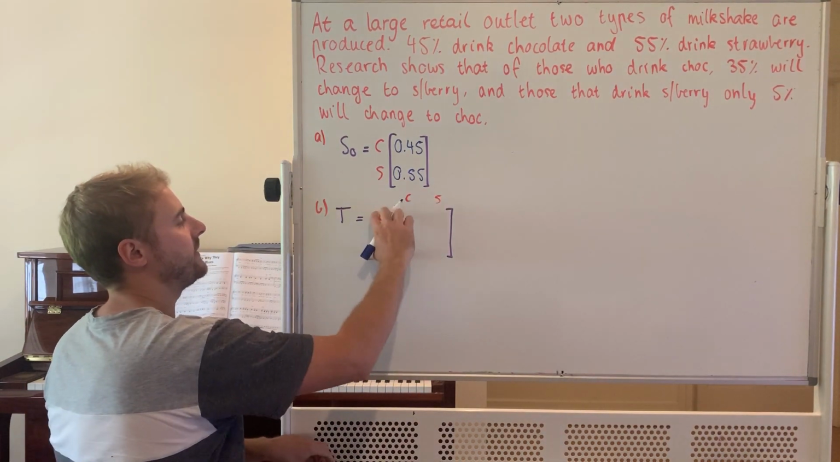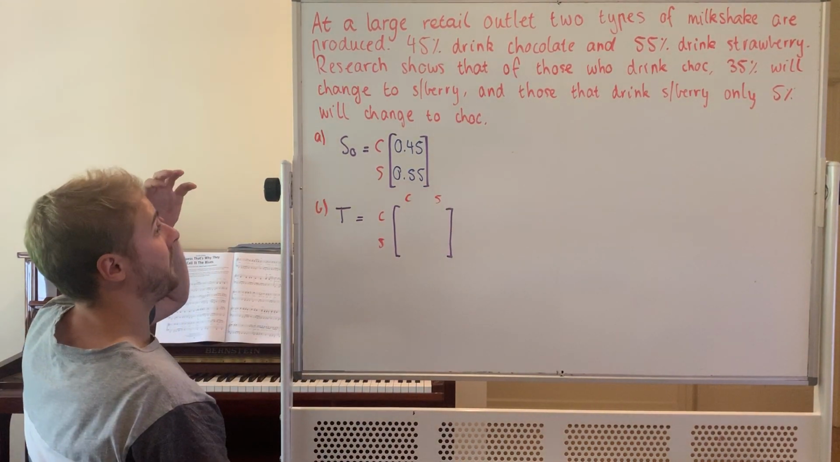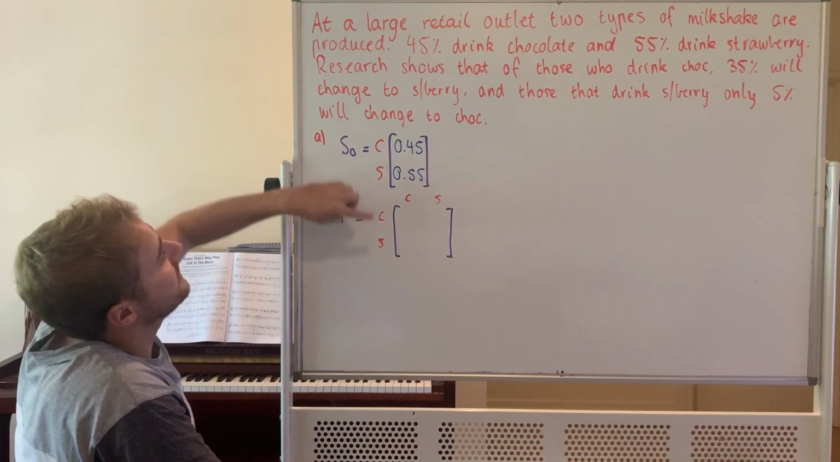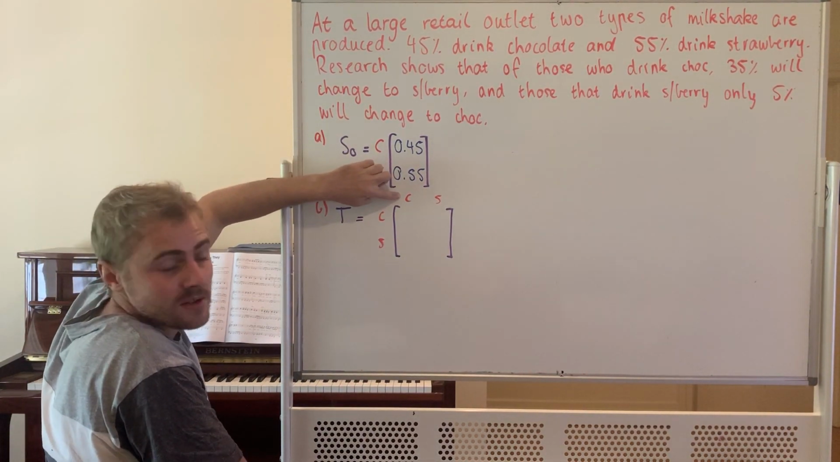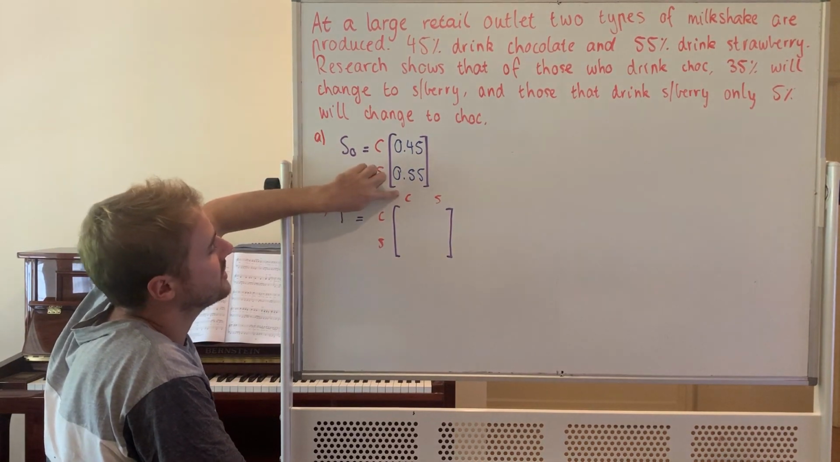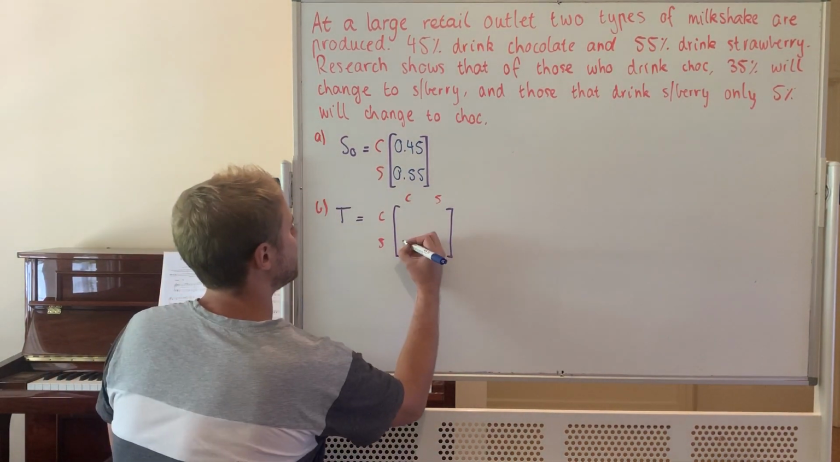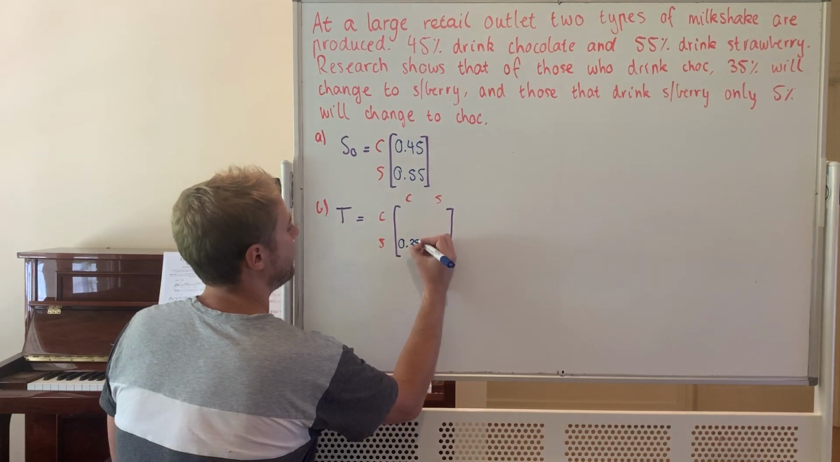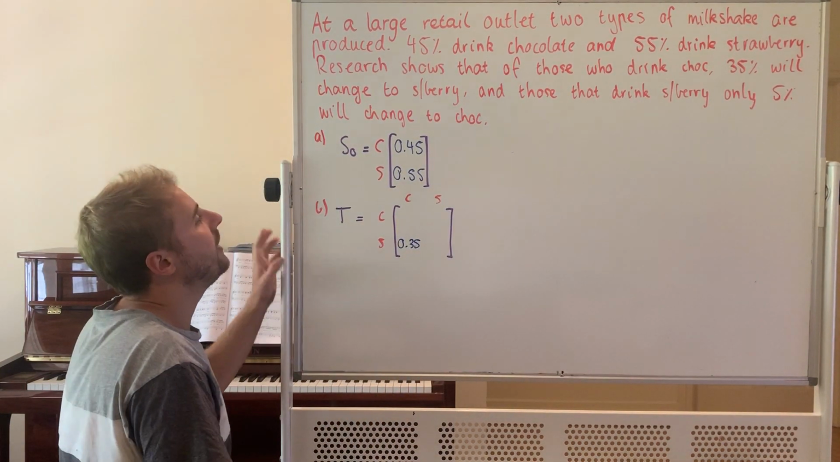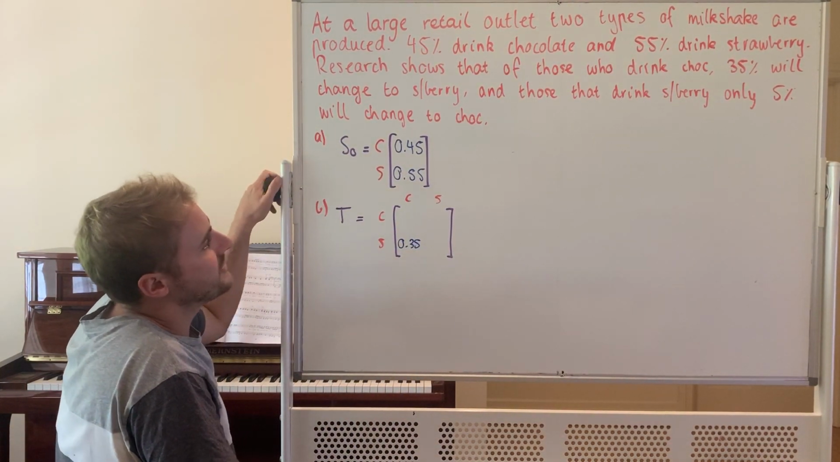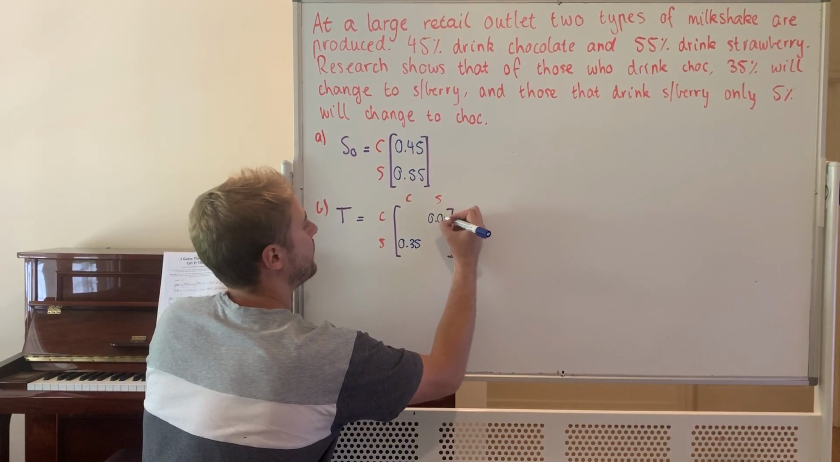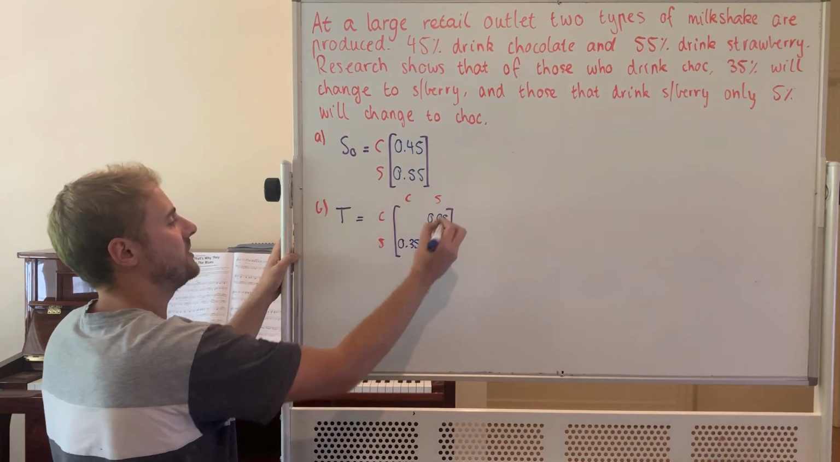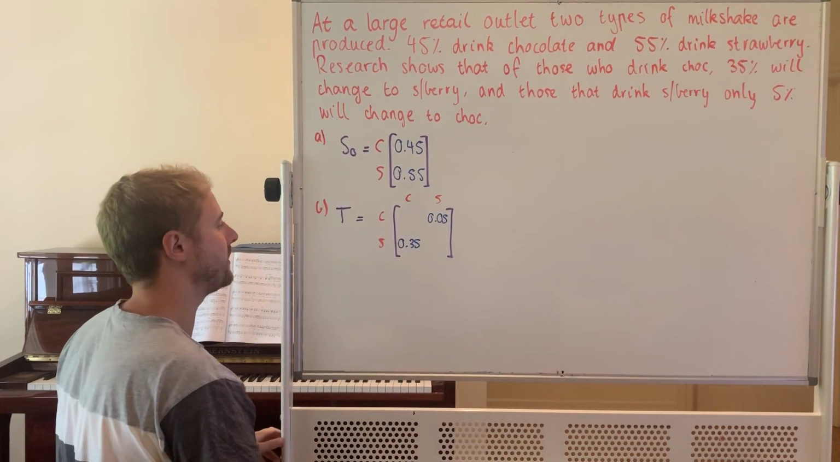Remember, this is where we start, this is where we end. So what the question says, research shows that 35% that currently drink chocolate will change to strawberry. So starting at chocolate and changing to strawberry is 35% or 0.35. And then those that drink strawberry, only 5% will change to chocolate. So starting at strawberry, changing to chocolate is only 5% or 0.05.